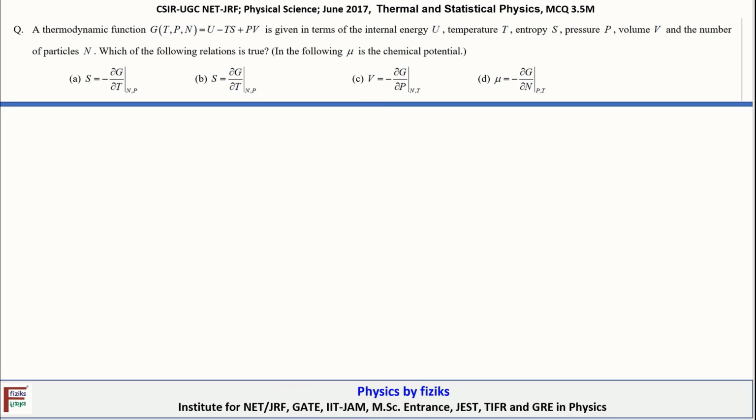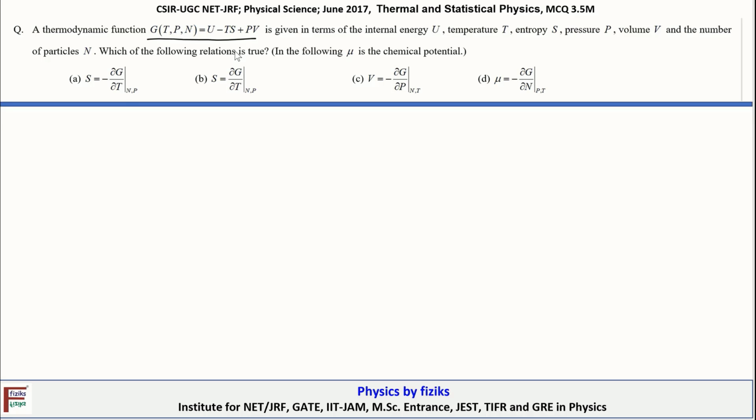So in this video we are going to discuss the questions which appeared in the JRF physical science examination that occurred in June 2017. So let's continue with the first question. The statement is: a thermodynamic function G equal to U minus TS plus PV is given in terms of internal energy, temperature, entropy, pressure and volume and the number of particles. So which one of the following relations is true?